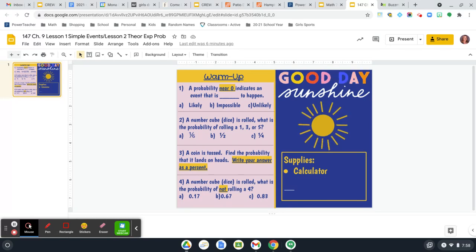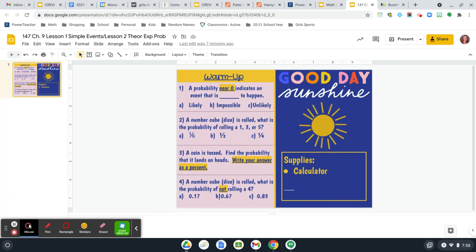Number 3, a coin is tossed. Find the probability that it lands on heads and write your answer as a percent this time. If it lands on heads, that's only going to occur possibly once out of the 2 outcomes you have available on the coin, which is heads and tails. So 1 out of 2, 1/2, and your answer would be 50%.